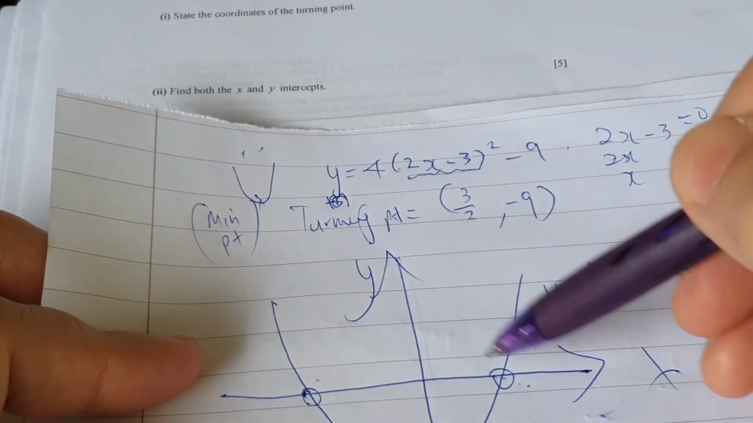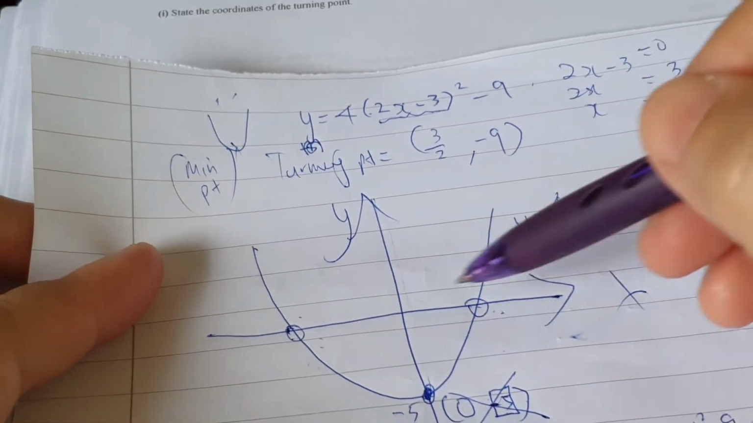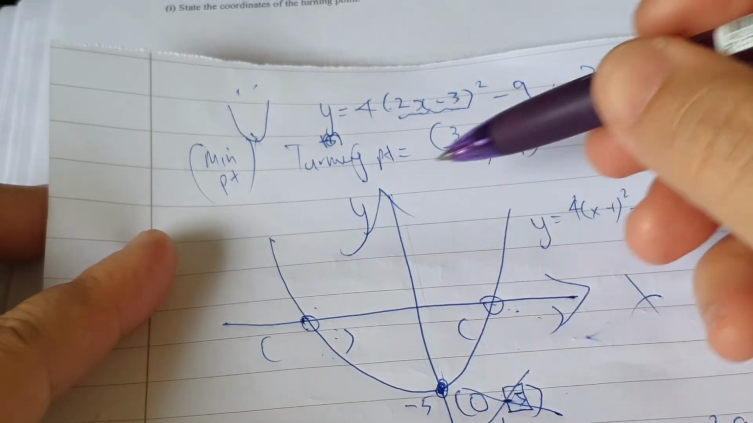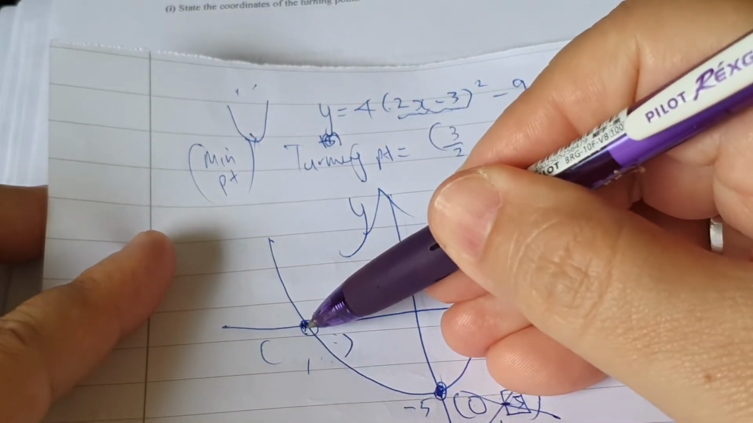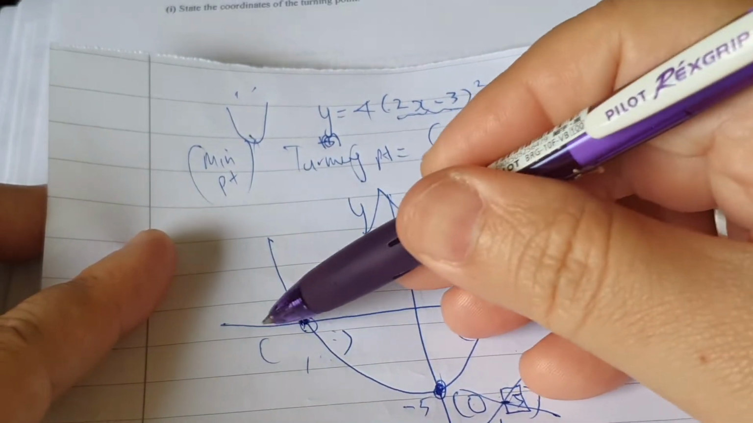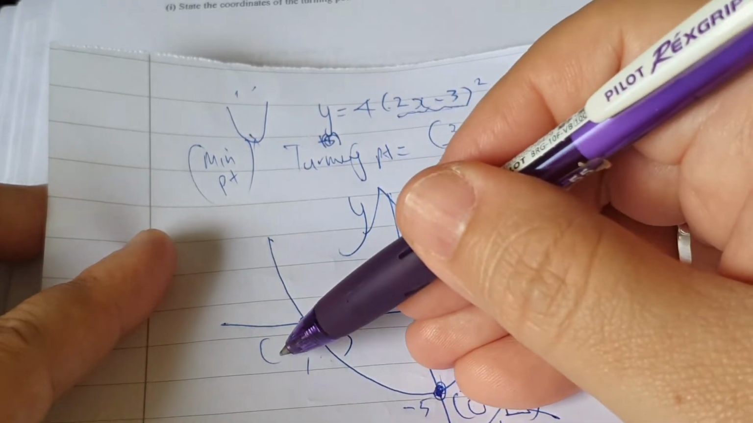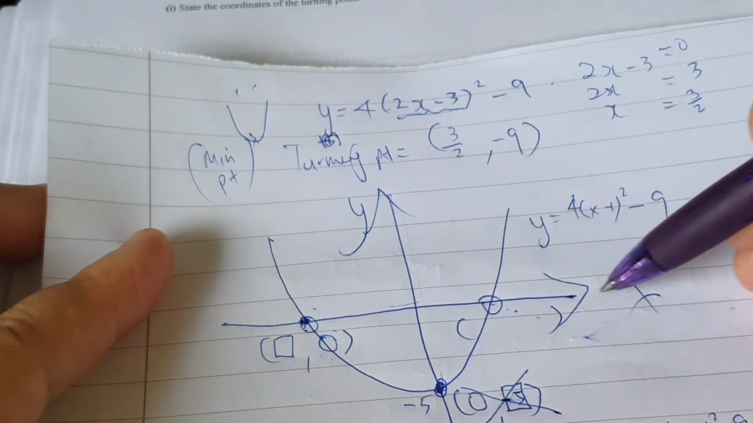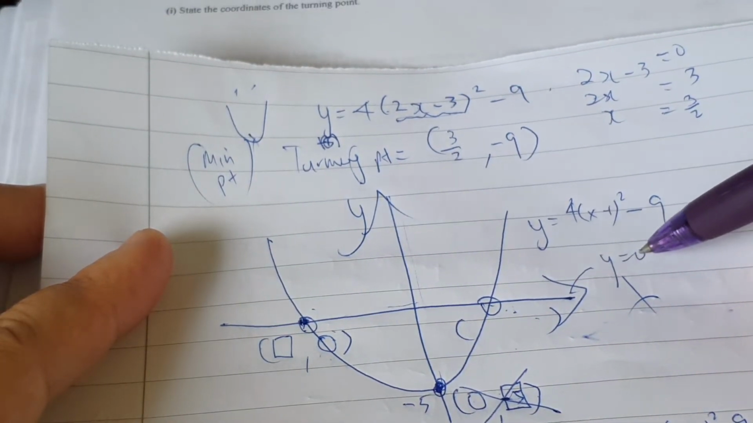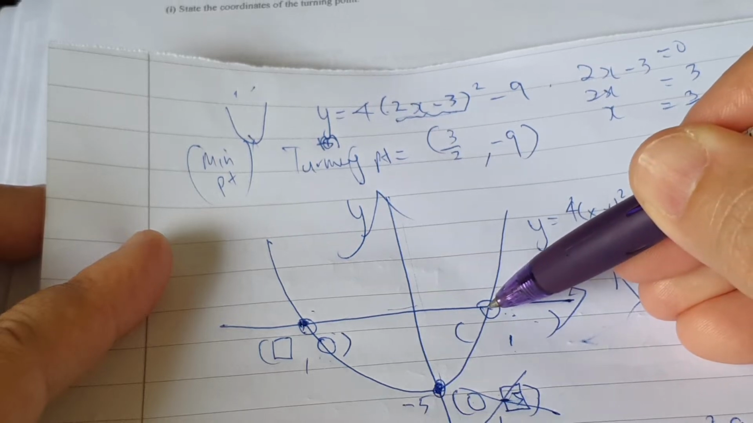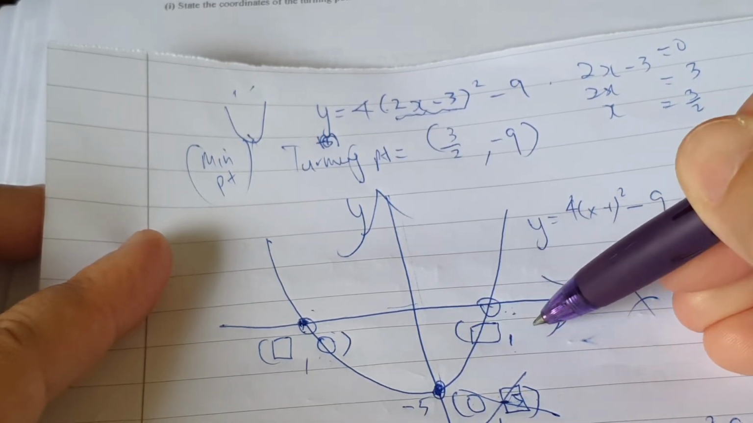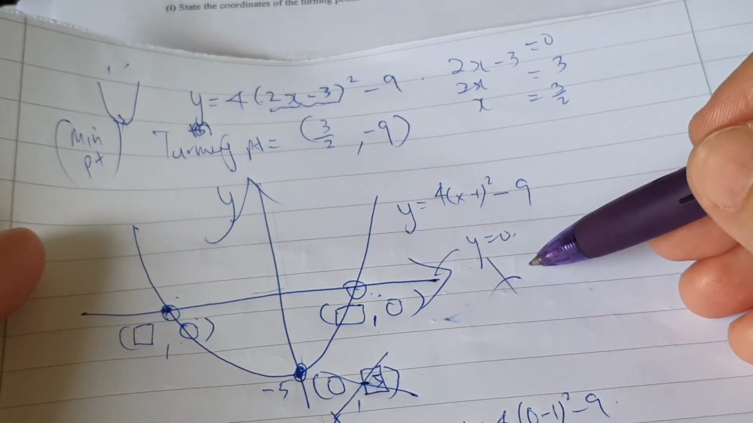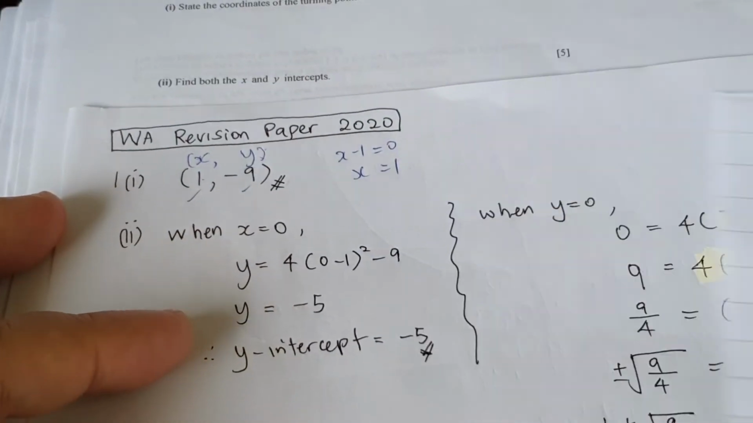How about the two x-intercepts? How do I find the x-intercepts? If I write in coordinates form, at this point here, because I lie on the x-axis, I must have some x value. That means my y value is 0. This whole line is actually y equals 0. So to solve this part of the question, you let y equal 0.